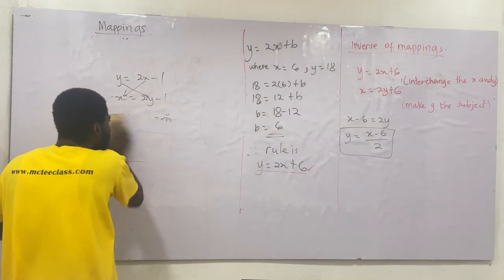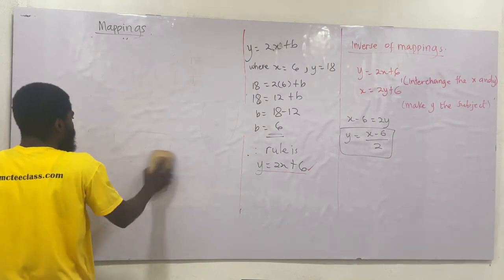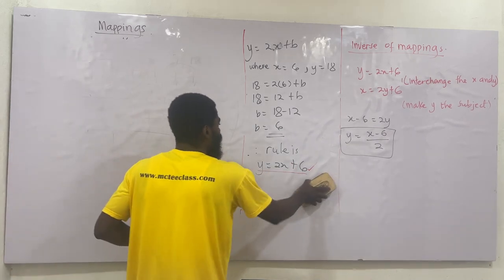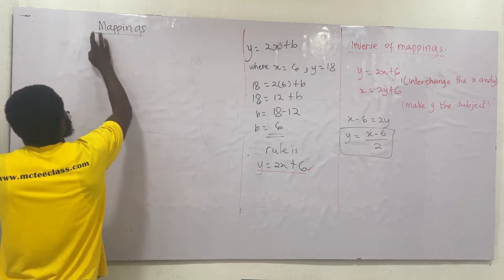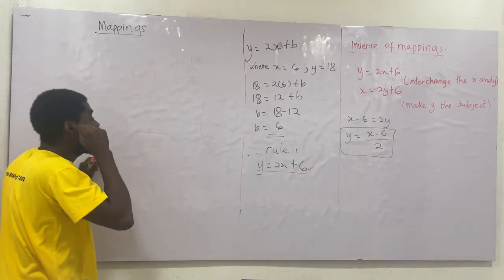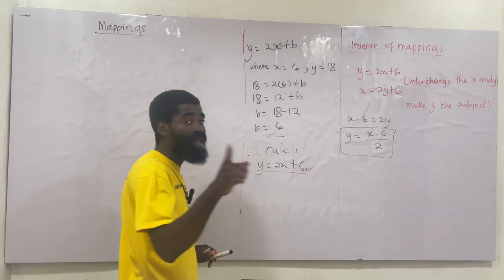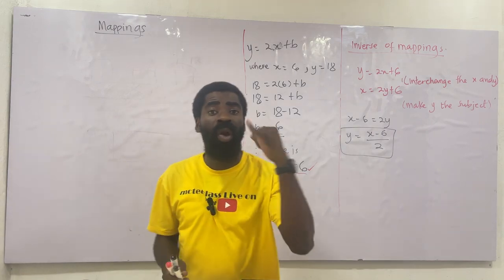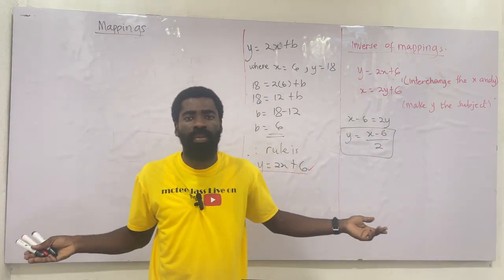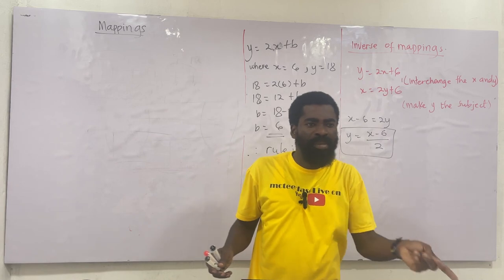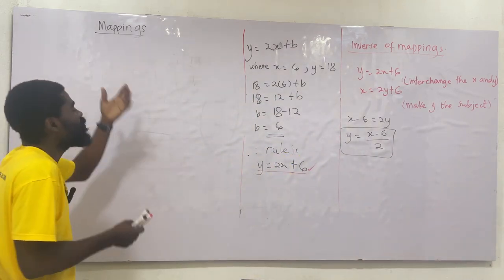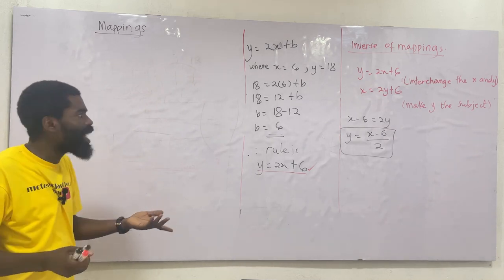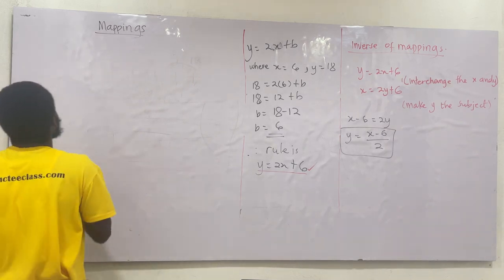Good. Now, getting to the end of the mappings, these are some of the things you need to know. The question can say, find the image. If a question says find the image, that's a y value. That means the question must give you a domain value and a rule. Very simple. I'm finding the image, that's a y value. What do I need? The question must give me the x value and the rule. Here I can't find the rule. So the question says find the image.